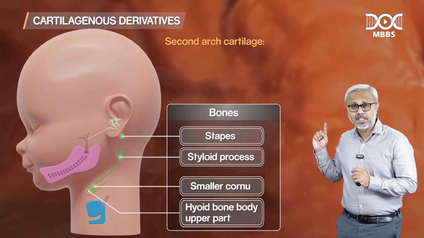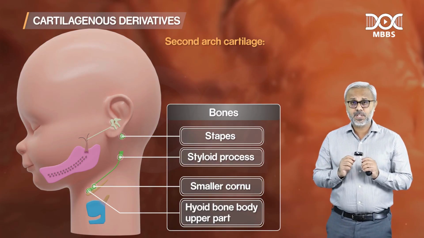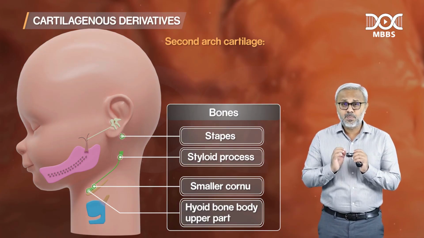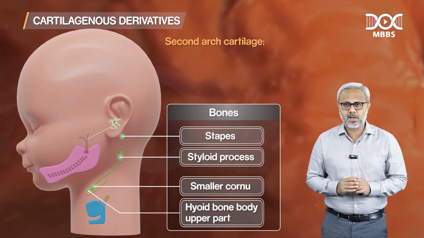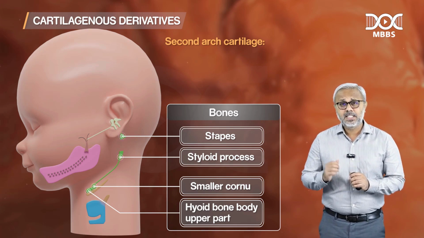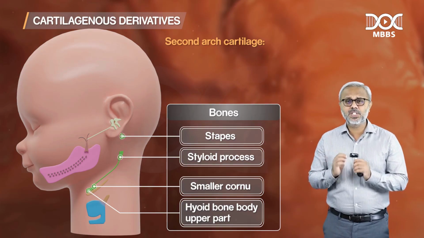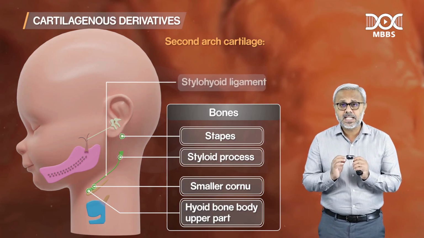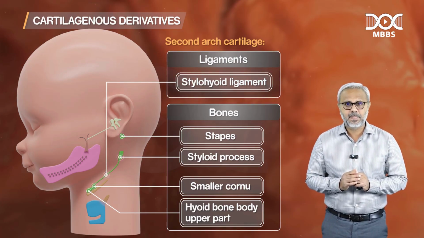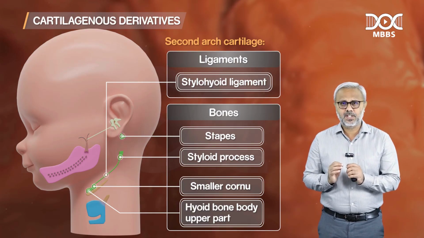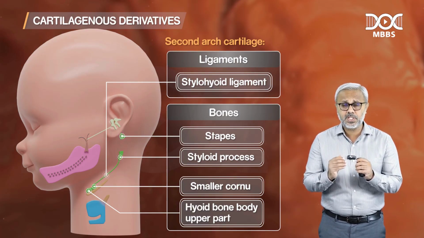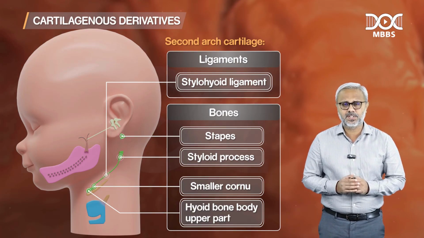Everything begins with the letter S. Stapes, styloid process, the smaller cornu or the lesser cornu of the hyoid and upper part of body of the hyoid. Apart from this, the second arch cartilage also gives rise to the stylohyoid ligament. Right? So, these are the cartilaginous structures that give rise to various bones and ligaments in the second arch.